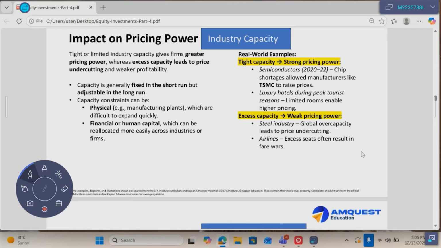Example is steel industry. Global overcapacity leads to price undercutting. Similarly with crude oil, when the supply is very high, we know that the prices are going to go down. Airlines. So airlines basically want their aircraft to be full. So if the number of passengers flying from one place to another is not that much, then you will see that the prices are relatively cheaper.